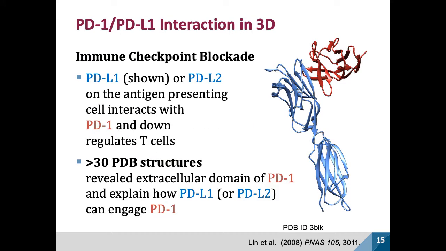Similarly, we understand in 3D the events that occur between the antigen presenting cell and the T cell when PDL1 or PDL2 interact with PD1. So this again is the T cell. The antigen presenting cell is down here, and there are more than 30 structures in the PDB, many of which have actually been determined and contributed by Steve Almo's lab at Albert Einstein College of Medicine, that reveal exactly how PDL1 and/or PDL2 engage PD1 and downregulate the T cell.